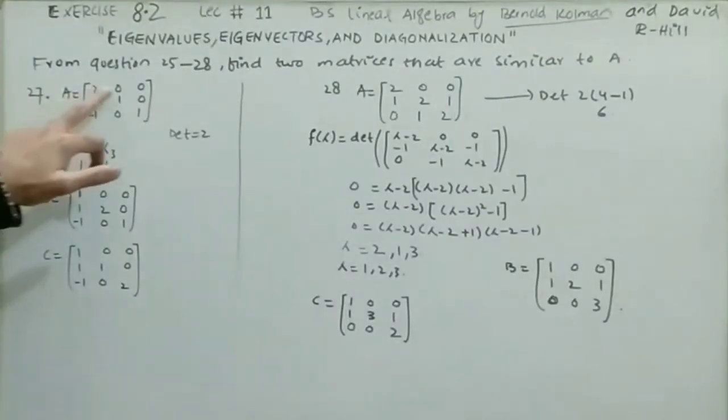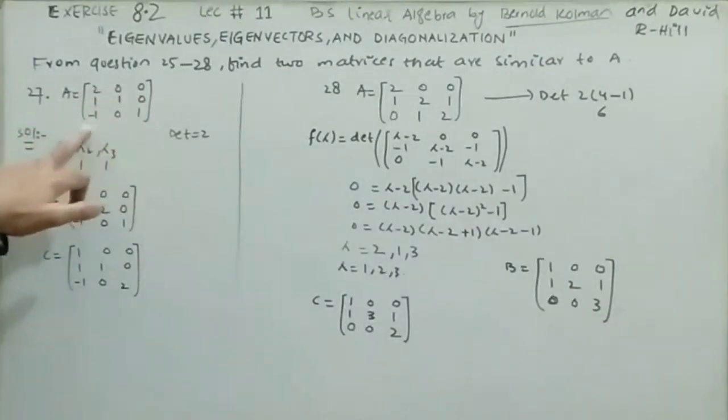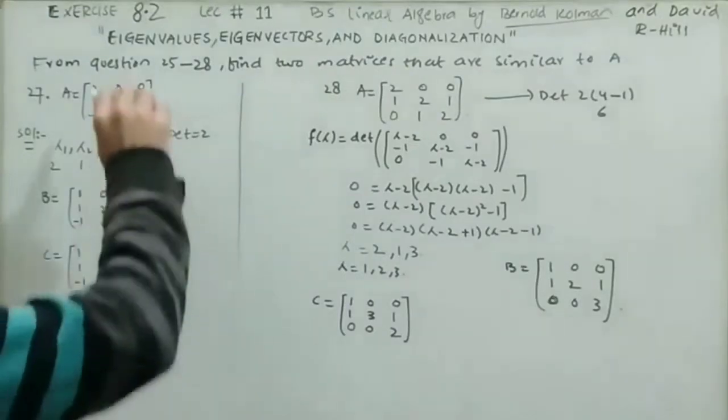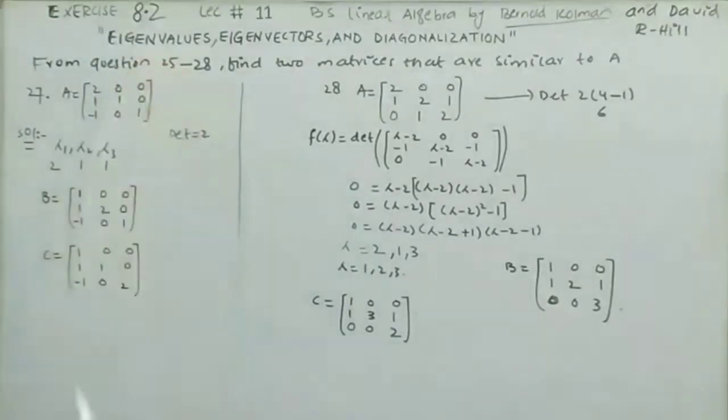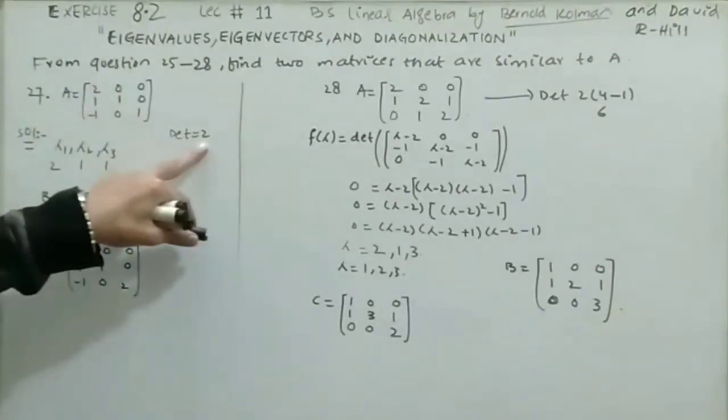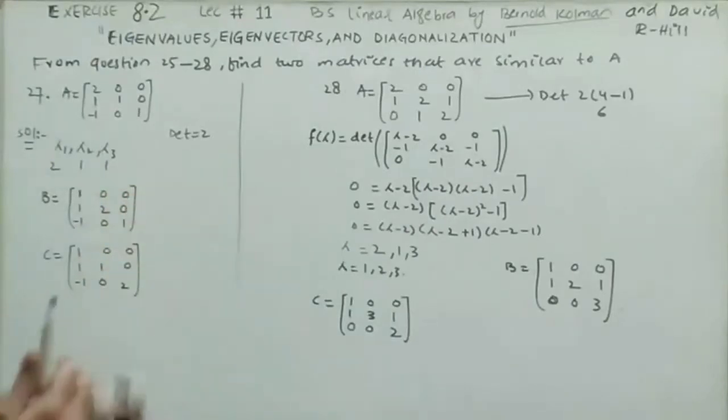A is equal to [2, 0, 0; 1, 1, 0; minus 1, 0, 1]. This matrix is a lower triangular matrix, because the entries above the main diagonal are 0. The second thing is that the determinant of this matrix is 2, so the determinant of the required similar matrices should be 2.